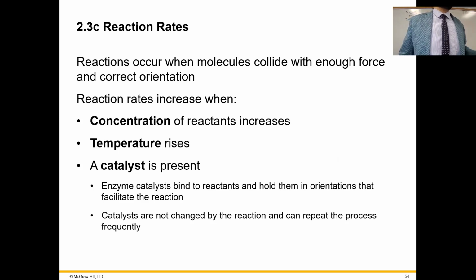Also the presence of a catalyst. A catalyst is going to speed up the reaction. It's going to make the reaction go faster.